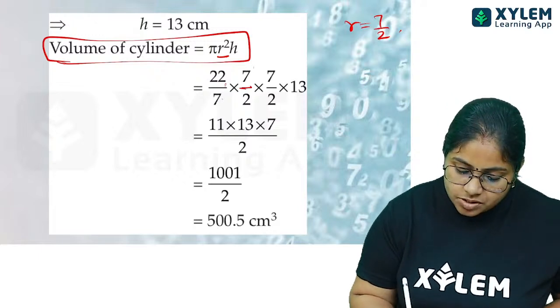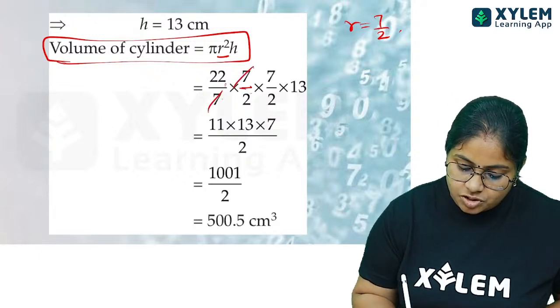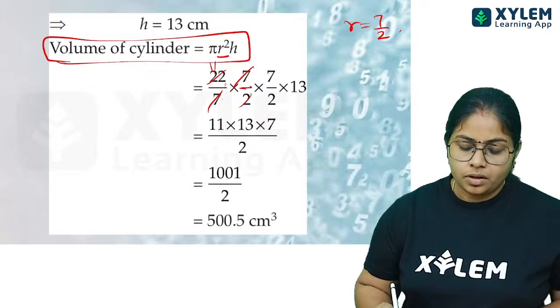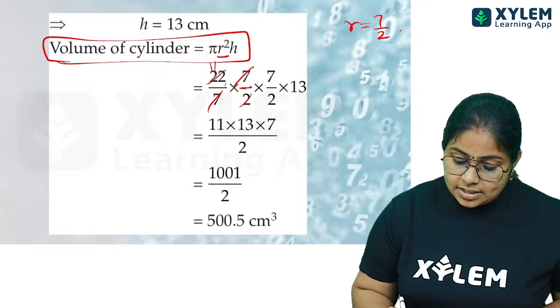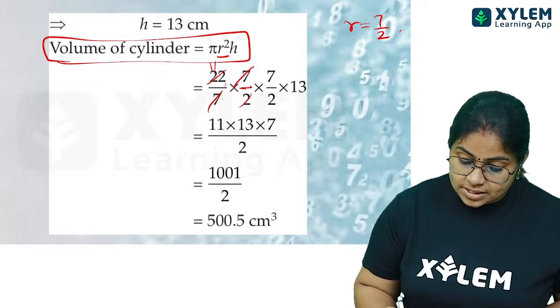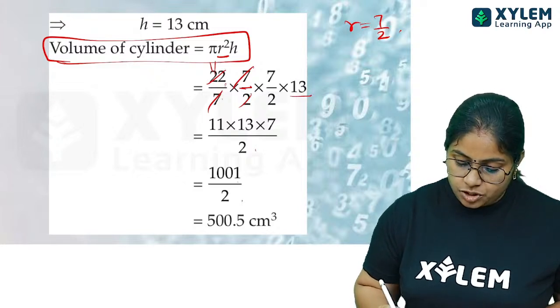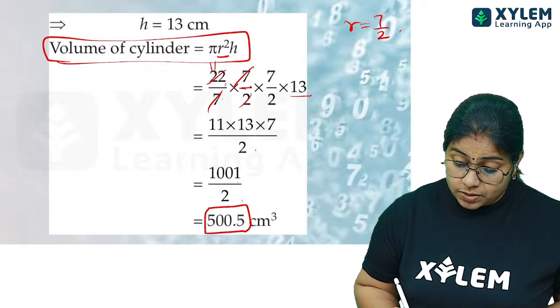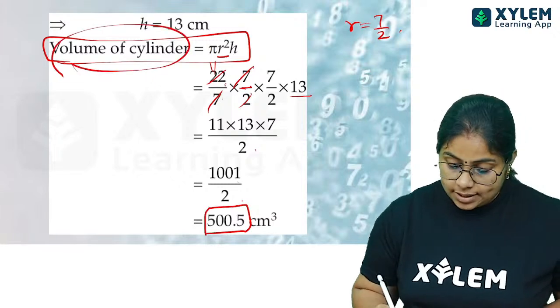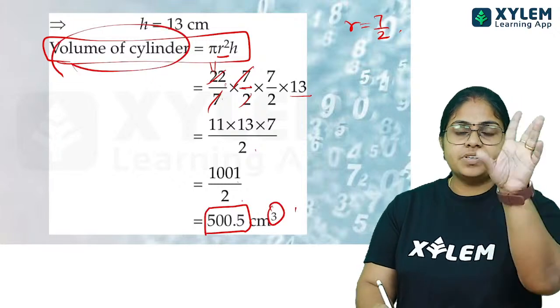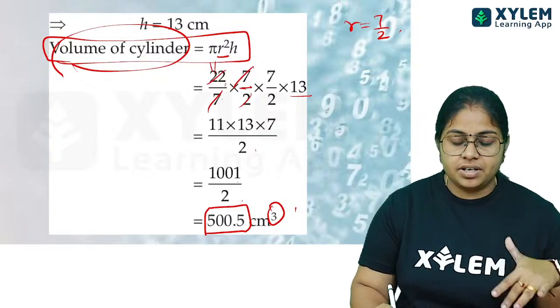So that is equal to 7, and 7 is getting cancelled. Here 2 and 22 is 11. So here we get 11 into 7 into 13 divided by 2, that is 1001/2, which is 500.5 centimeter cube. Volume, that is why it is centimeter cube. So first, the volume of the cylinder we have found.